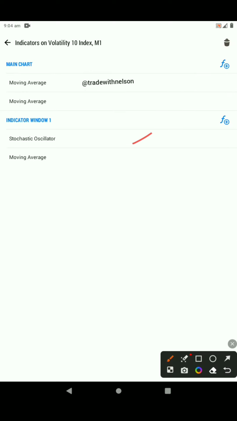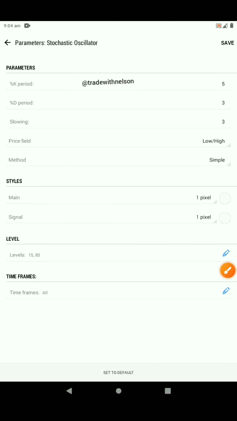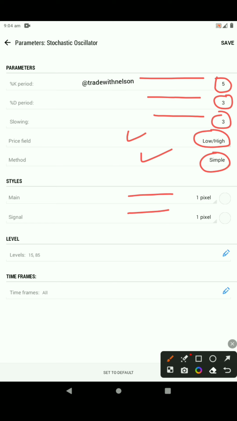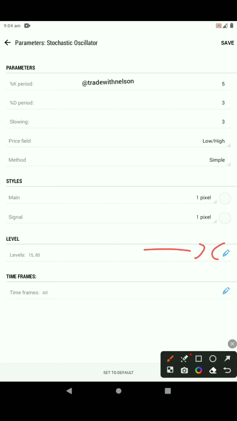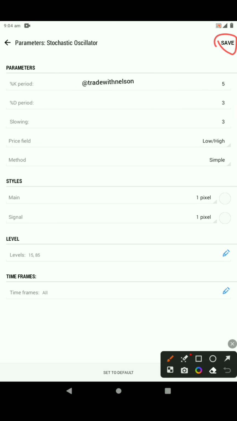For the stochastic oscillator, click on the F icon on the main chart, scroll down a bit, stochastic oscillator, click on that, make your K period 5, D period 3, slowing 3, price field low/high, method simple, main style and signal style 1 pixel, and select the color of your background. If your background is black, select black. If it is white, select white. For the levels, click on this pen icon, add level, type 15 and 85, make it 2 pixels, and select a color of your choice. After that, click on save.